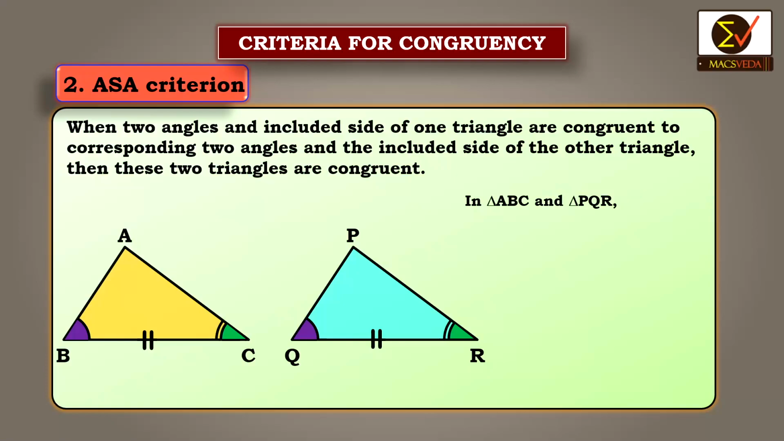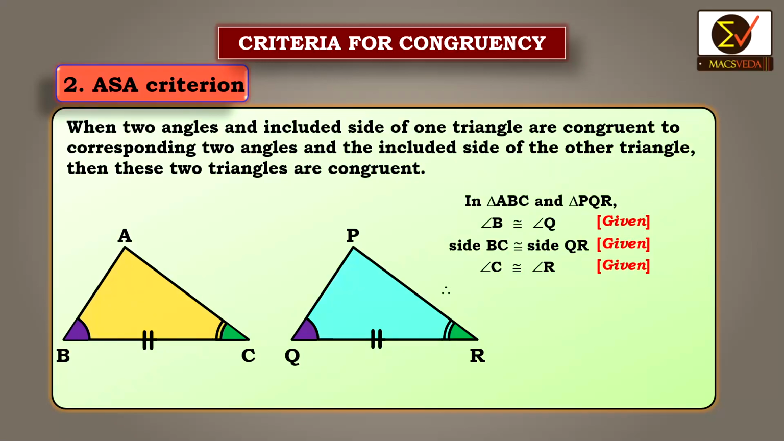That is in triangle ABC and triangle PQR, angle B is equal to angle Q is given and side BC is equal to side QR given, angle C is equal to angle R is given. Then by ASA criterion or ASA test, the two triangles are congruent. And what happens automatically? The remaining two sides, corresponding sides and corresponding angles are also equal. So if these three conditions are satisfied, automatically the other conditions, that is AB is equal to PQ, AC is equal to PR and angle A is equal to angle P also satisfied.